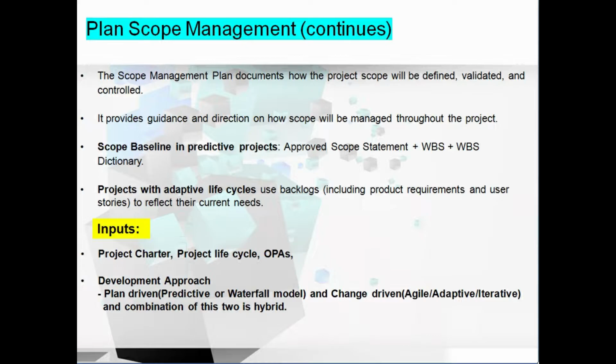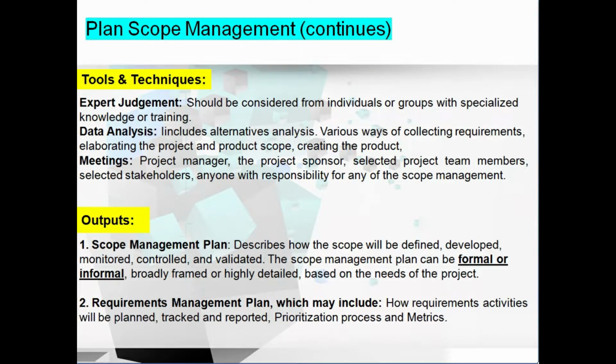Let's discuss the tools and techniques of this plan scope management process. That is, we have expert judgment, data analysis, and meetings. What is expert judgment? Expert judgment means inputs will be collected from individuals or a group of people with specialized training and knowledge. Whereas data analysis is collecting the requirements in different ways and elaborating the project and product scope. It means that we are using different alternative methods for collecting the requirements. Hope you understand the expert judgment and data analysis.